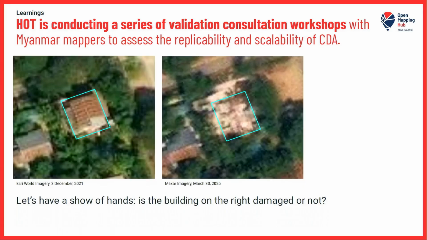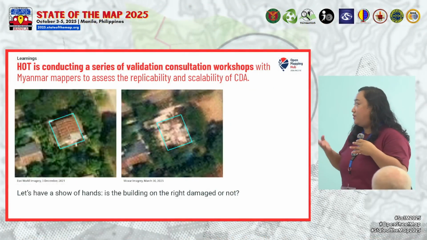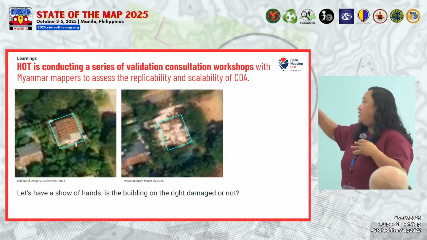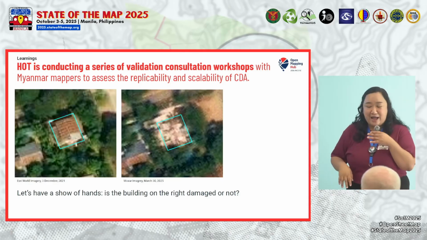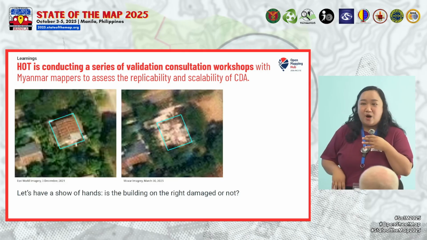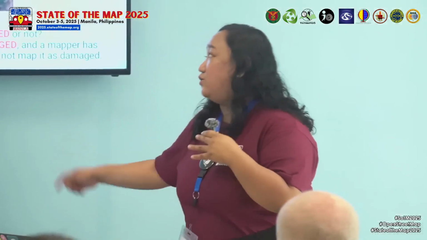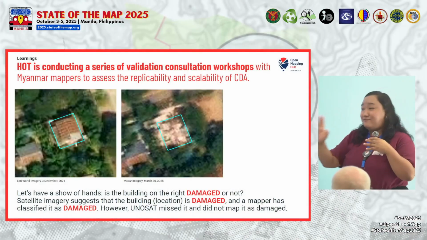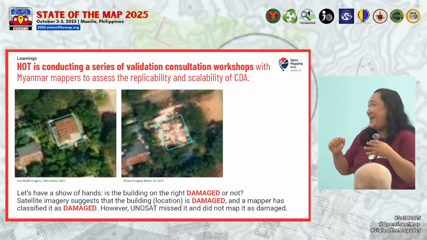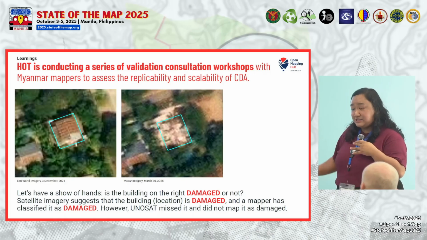So let me just have a quick activity here. You're like our Myanmar mappers right now. Give me a show of hands. Is this building on the right damaged or not? If it's damaged, can you raise your hand in 3, 2, 1? Okay, I see a lot of hands and you are correct. So this is damaged. However, congrats, but UNOSAT missed this building and did not tag it as damaged.